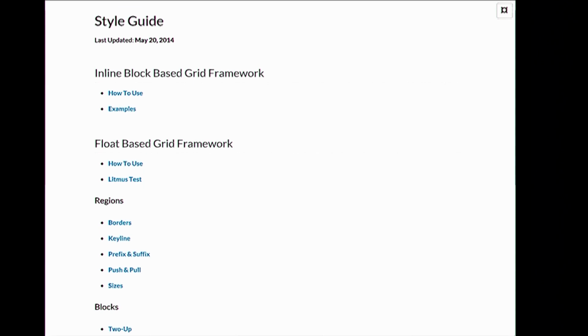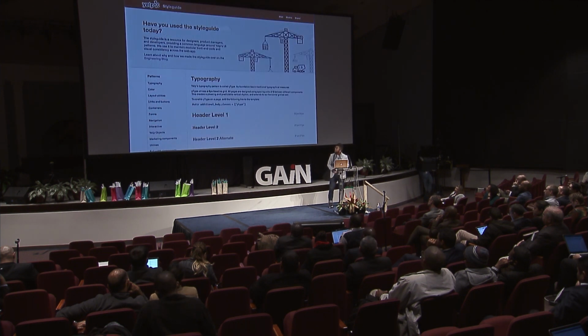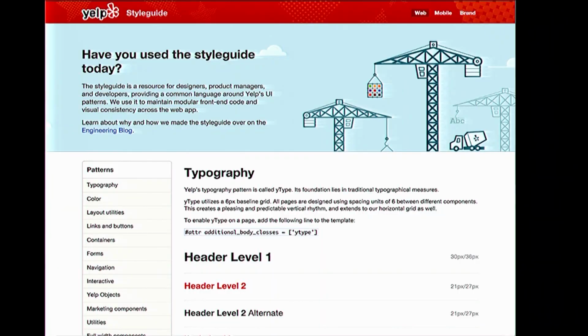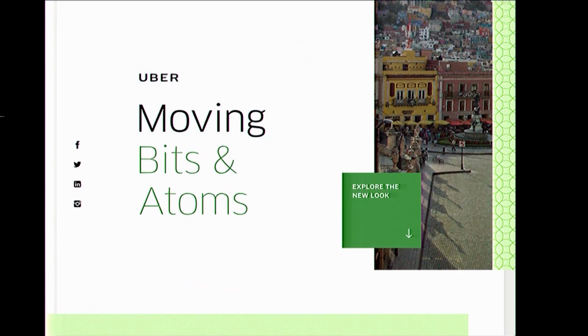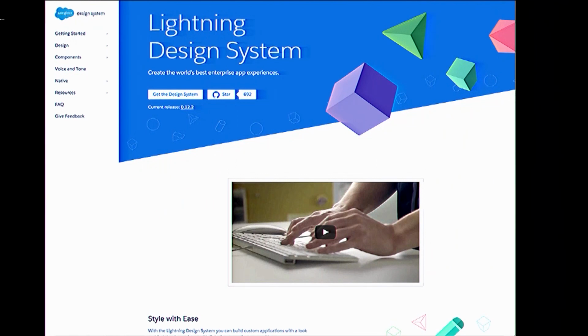A lot of organizations have followed suit and made their style guides and design libraries public. So this is Yelp's. You can go to this one. If you just Google Yelp style guide, you'll come up with this. Uber has one that's public, so you can check that out. Salesforce.com has one, which they've called the Lightning Design System. You can check that out.